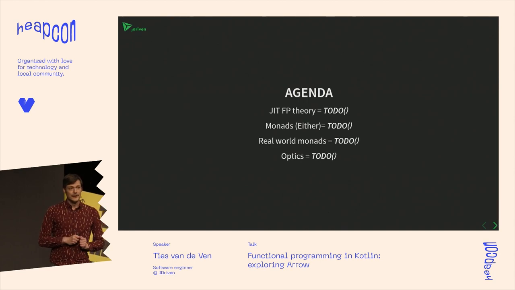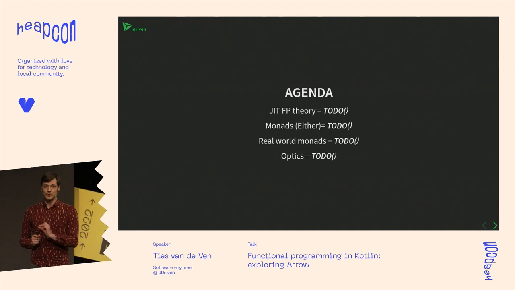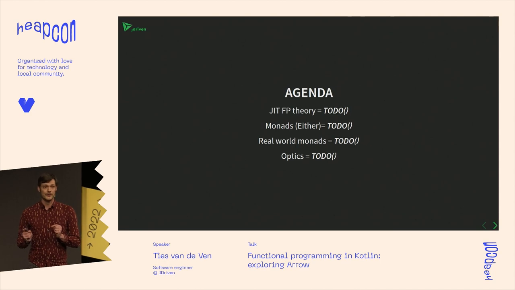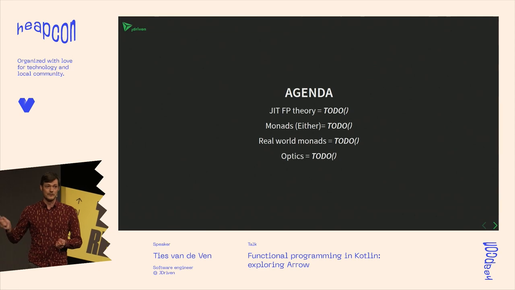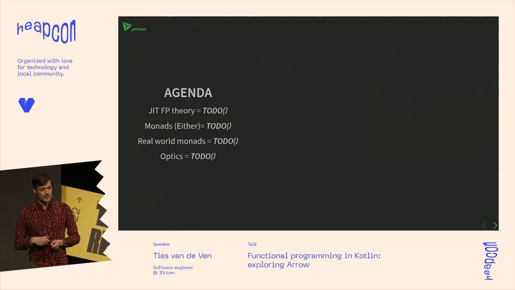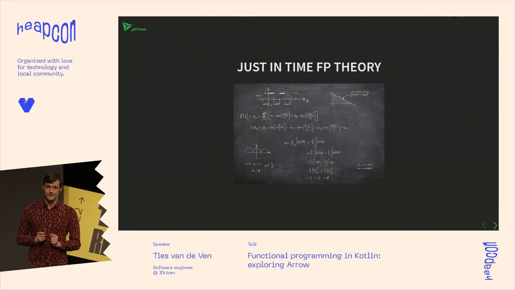So what will we talk about today? We're going to do a little bit of functional programming theory. We're going to talk about everybody's favorite subject in functional programming, monads. We're going to see how we can apply those to a real-world application. And if we have some time left, we're going to talk about optics. So let's talk functional programming theory.